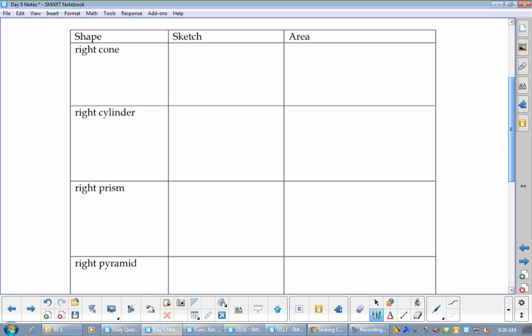Now, let's talk about the right cone. To draw a right cone, you do a squashed circle, put a little dot up top in the middle, and hit your 2 sides. Okay? Now, cones are really easy, actually, as long as you know your r, and you're going to need to know your s, your slant height.